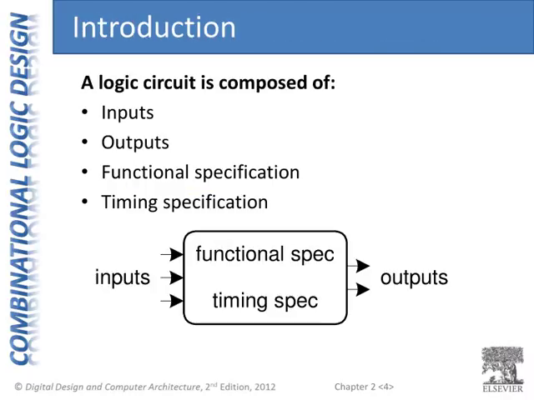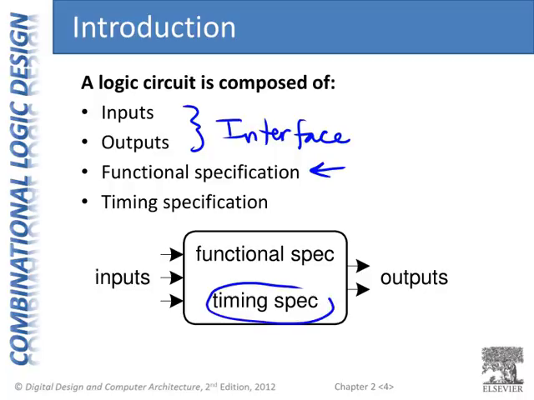The first topic is logic circuits. A logic circuit is composed of inputs and outputs. We've referred to this before as the interface of the circuit or the module. It has a functional specification: what does this thing do? And the final specification is a timing specification: how long does it take to do this thing? We'll talk about that at the end of this chapter.